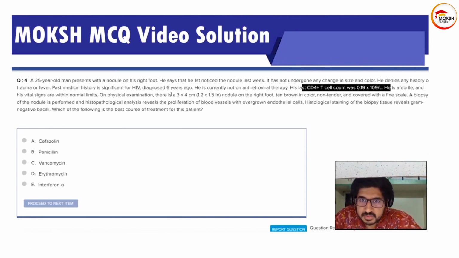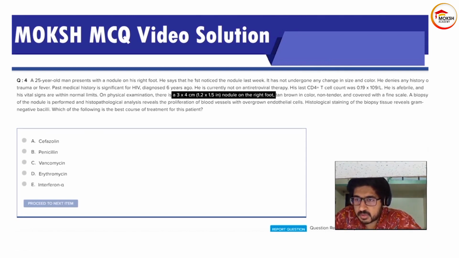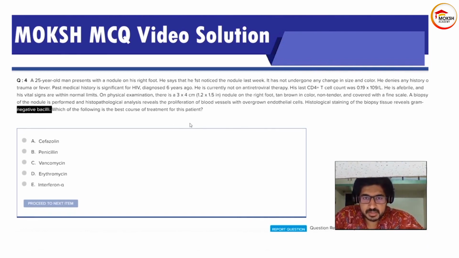On examination, there is a 3 × 4 centimeter nodule on his right foot, tan brown in color, non-tender and covered with a fine scale. A biopsy of the nodule is performed and histopathology reveals proliferation of blood vessels with overgrown endothelial cells. Histological staining of the biopsy reveals gram-negative bacilli. Which of the following is the best course of treatment?